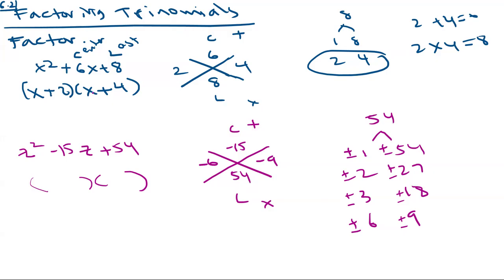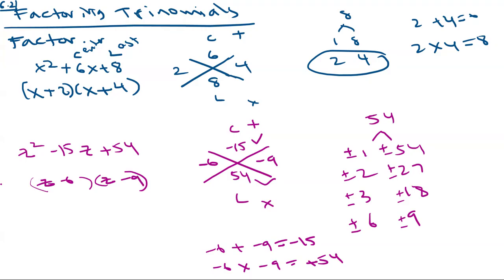Because minus 6 plus minus 9 is going to give me negative 15. And minus 6 times negative 9 is going to give me a positive 54. And that's what I want. I got a negative 15 and a positive 54. So that means my factors are going to be z minus 6 and then z minus 9.